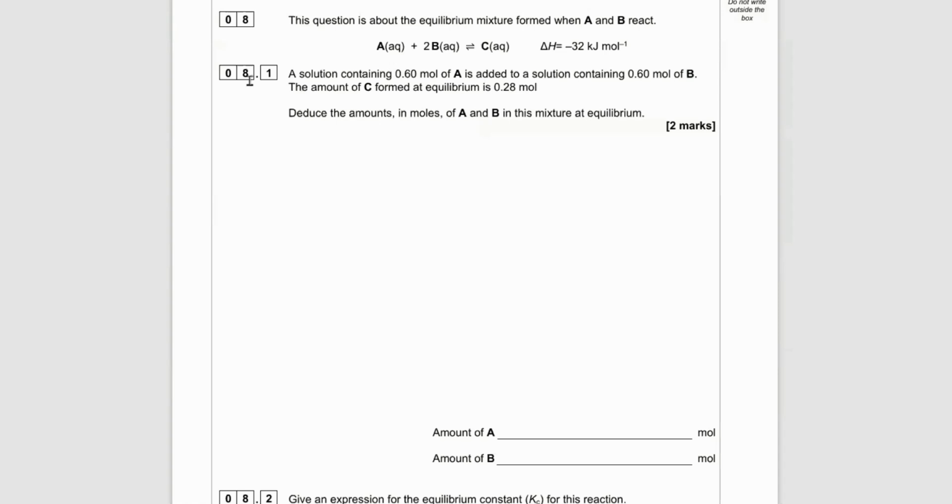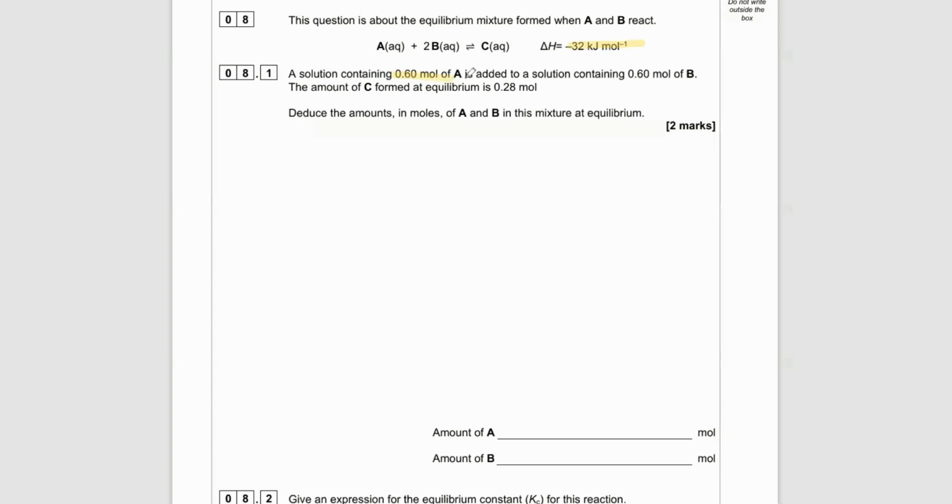Let's move on. What's this? Question 8. About time. The question is about the equilibrium mixture formed when A and B react. We've got A plus 2B goes to C, reversible. It's exothermic with a minus 32 kilojoule per mole. So again, you should be busting out a highlighter to identify all these key facts.